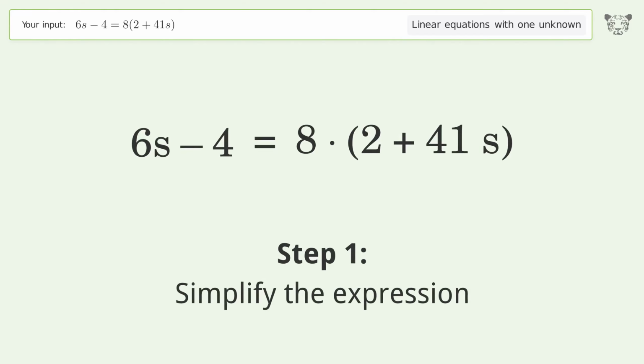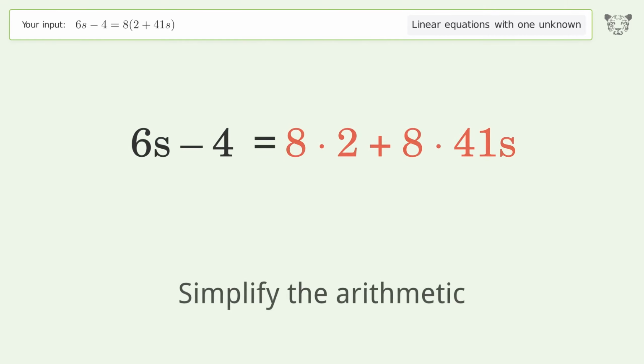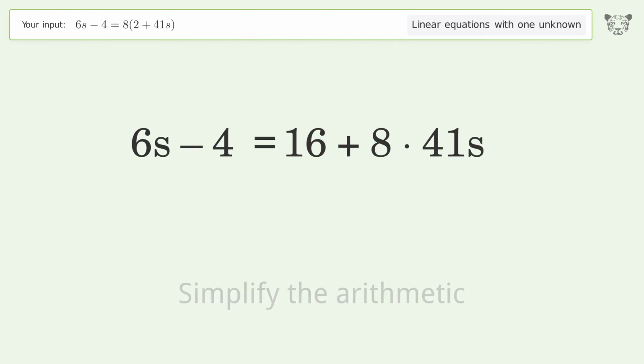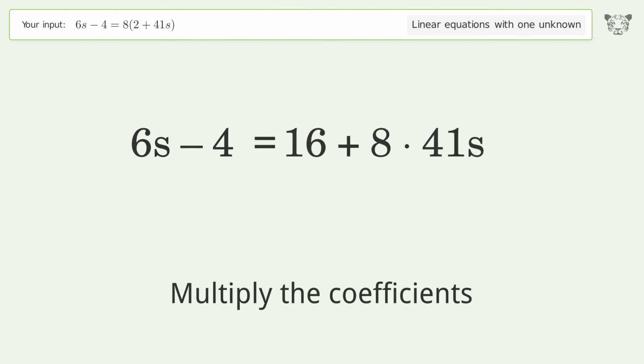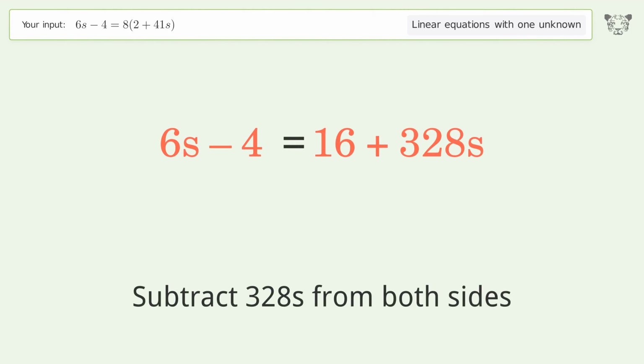Simplify the expression. Expand the parentheses. Simplify the arithmetic. Multiply the coefficients. Group all s terms on the left side of the equation. Subtract 328s from both sides.